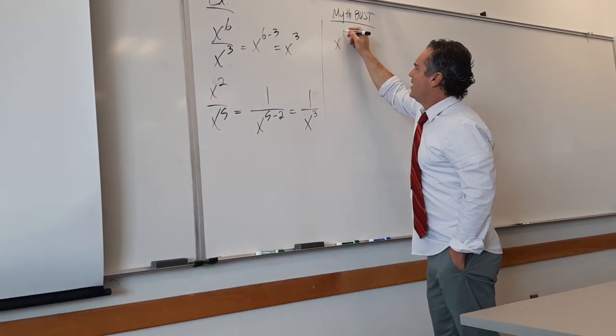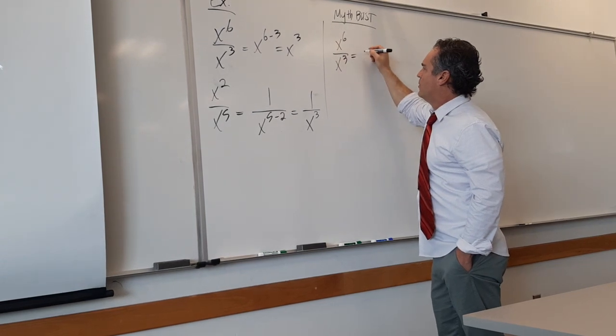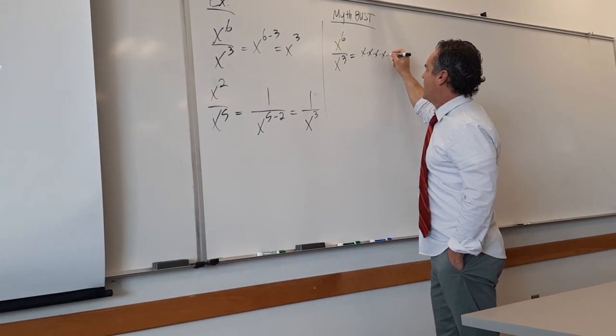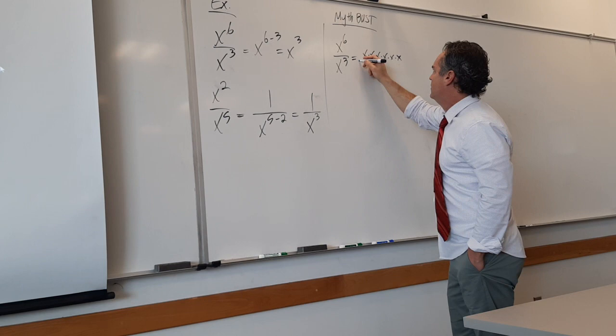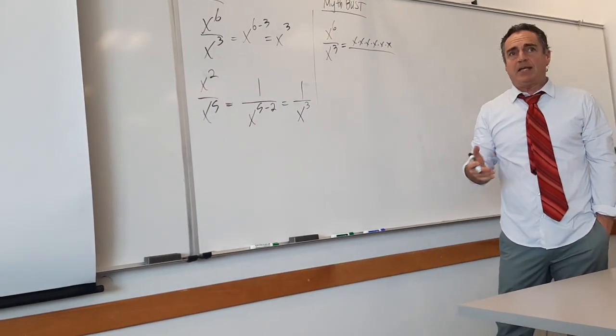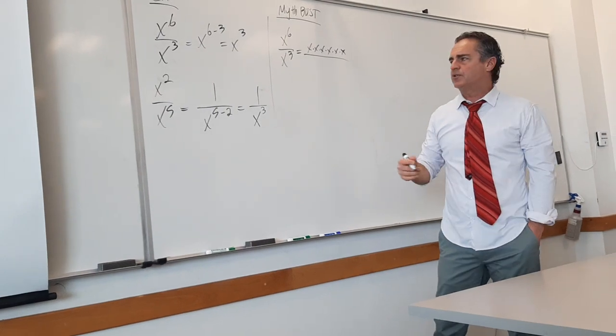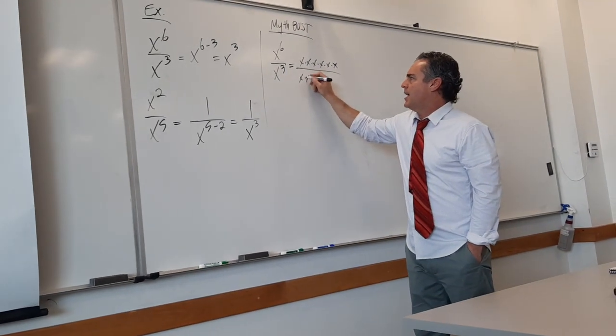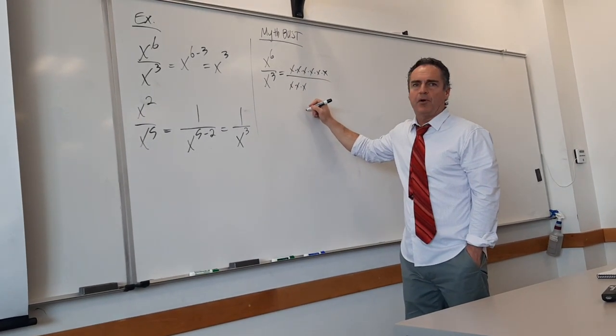So do you agree with me that x to the 6th over x to the 3rd equals x times x times x times x times x times x over x times x times x? It sounds stupid when we say that, doesn't it? That's why we take shortcuts. What goes on the bottom? X times x times x equals x to the 3rd, yes?